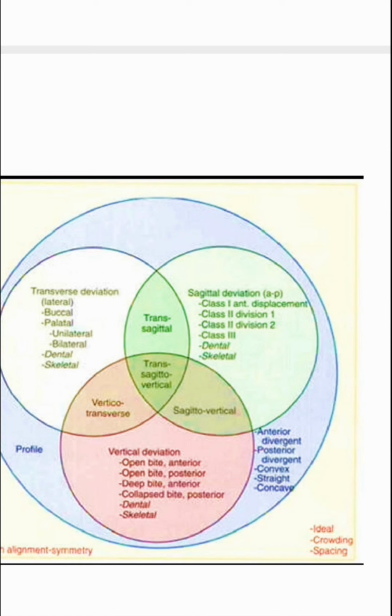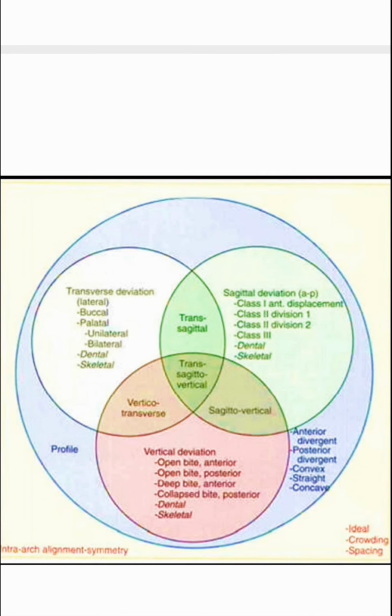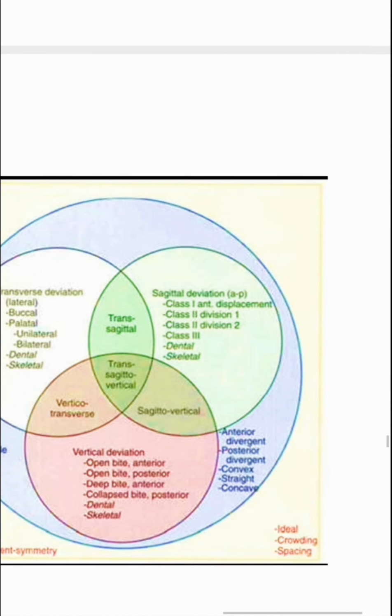That is, anterior divergence or posterior divergence. Step 3 is transverse deviation, that is type. Transverse skeletal and dental relationship is evaluated. Buccal and palatal crossbites, if any, are noted. These crossbites are further classified as unilateral or bilateral. In addition to this, differentiation is made between dental and skeletal crossbites.